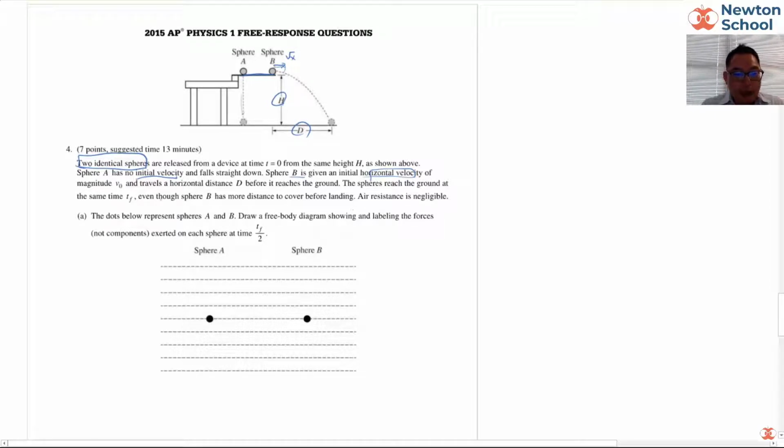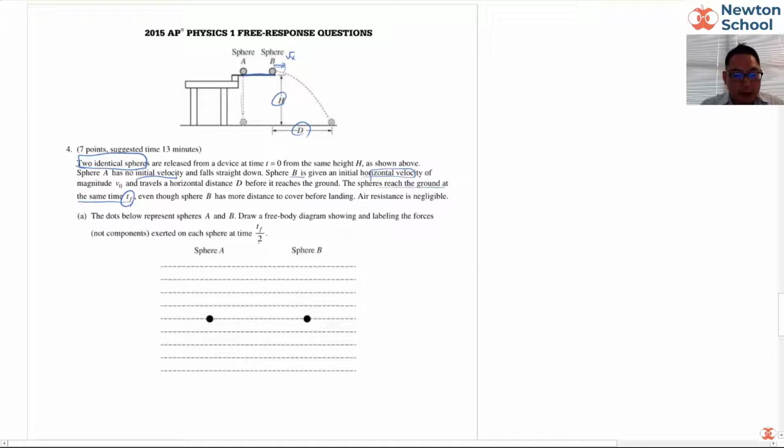And they end up at the ground at tf, even though sphere B has more distance to cover before landing. They're at the same time. That's obvious because their vertical displacement is equal and their initial velocity on the y-axis is 0. So it's going to take the same time.